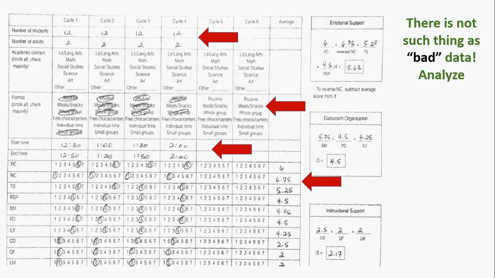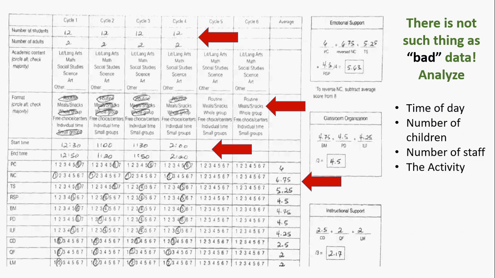So keep in mind, there's no such thing as bad data or bad scores. Use it as an opportunity to learn and analyze your scores. Sometimes scores can vary based off of the time of day. Were you fresh in the morning or were you tired in the afternoon? The number of children in the classroom. So also look towards, it says on the summary report for the CLASS, the number of students, the number of adults can make a difference.